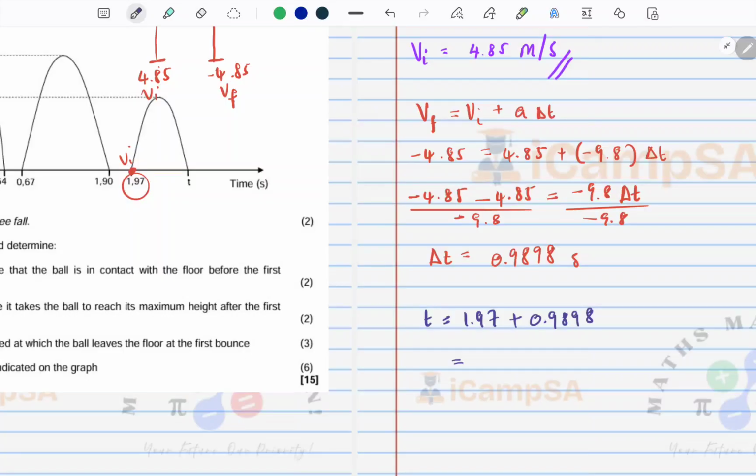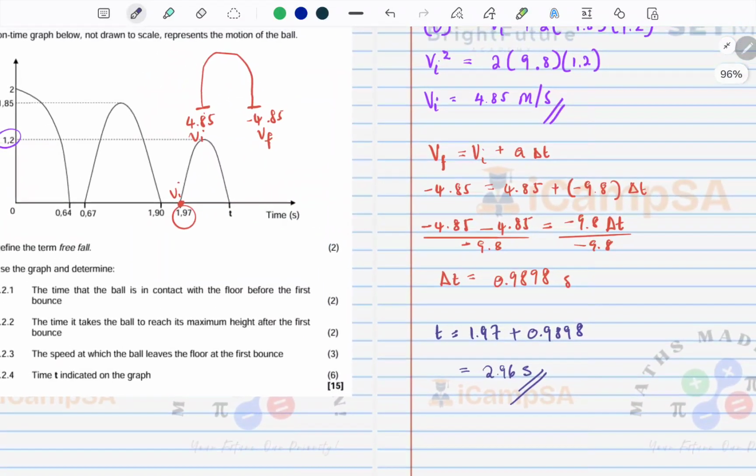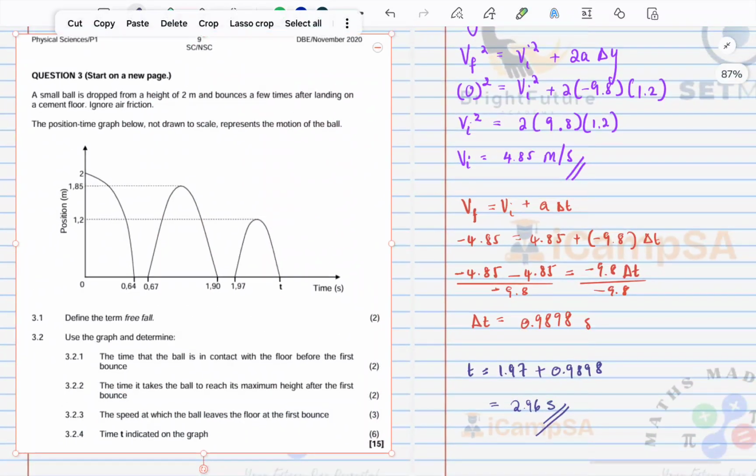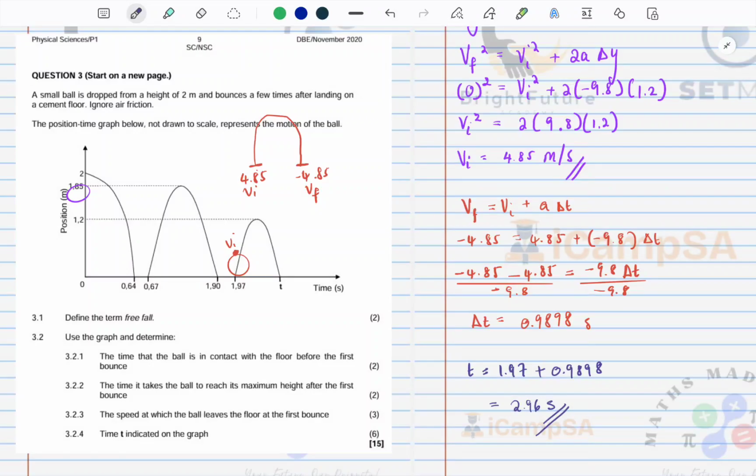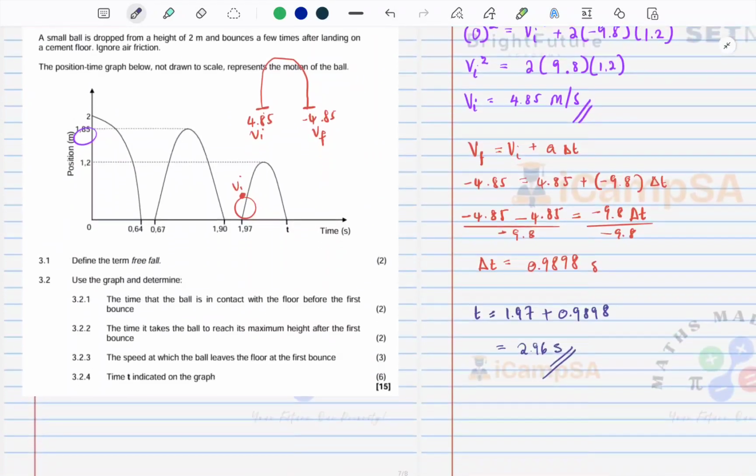Let's punch it in again and see what we get. So you get your answer as 2.96 seconds. So that means t here is 2.96. Okay, that's it for this question here. Okay, coolies, let's meet on the next one.